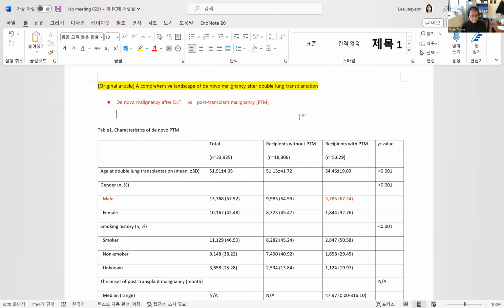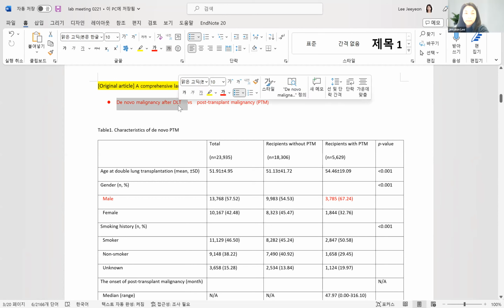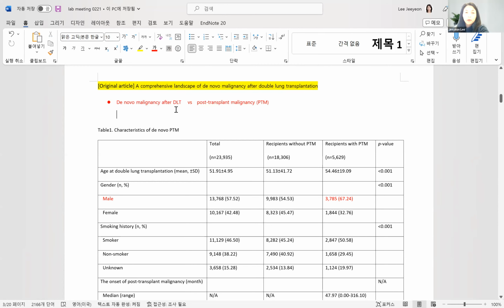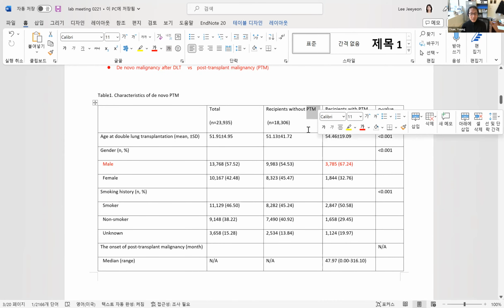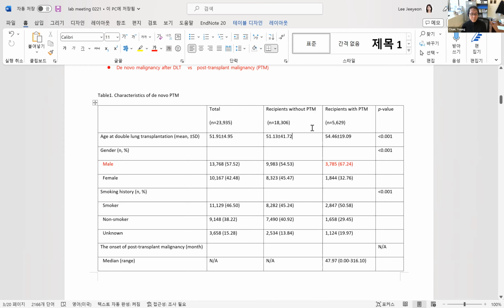So de novo malignancy after. Yeah, I think we could keep using de novo in our text script. And in the table, we can still use PTM. Is it okay with you? All right.